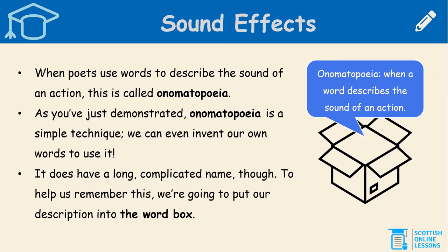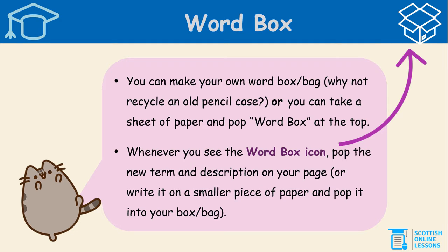So to help us remember it, we're going to put our description into a word box. And you can see our definition is here on the screen right now. It says, onomatopoeia, when a word describes the sound of an action. So what do I mean by a word box? Well, we can create our own virtual word box by writing our definitions down in a document on the computer, or you could take a page of your notes and title it with word box and then write your definitions down in there of all your key terms.